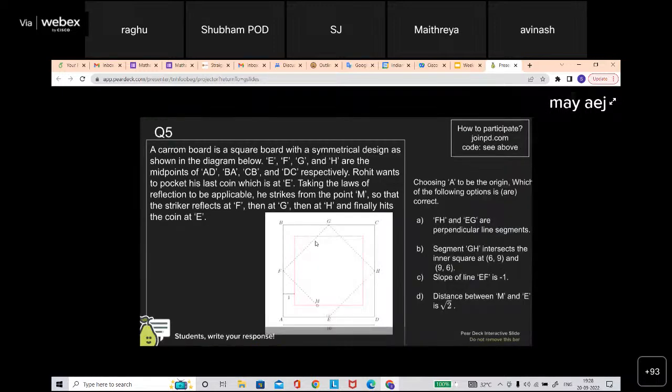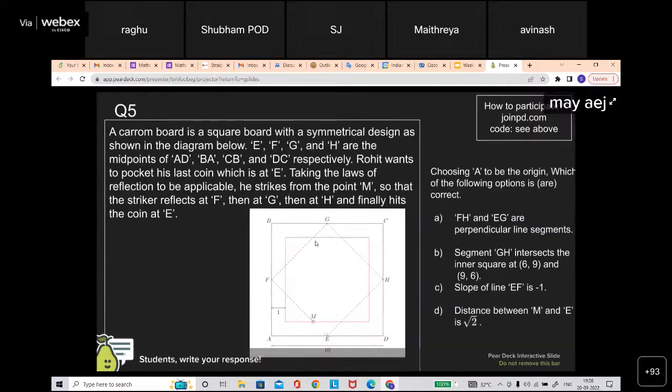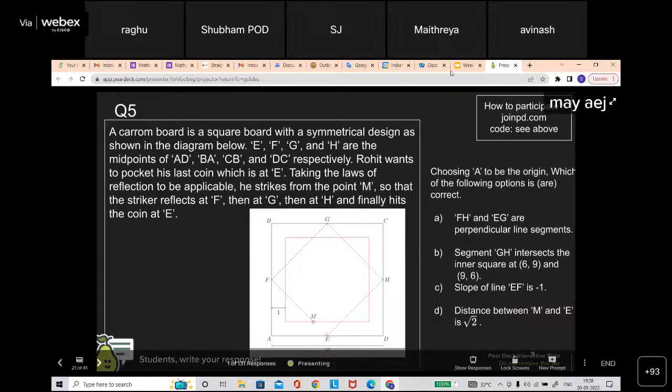Thank you. So this one is, we have a carom board, a square board with a symmetrical design as shown in the diagram below. E, F, G and H are the midpoints of these lines. This is the midpoint of this line, this is the midpoint of this line segment, this is the midpoint of this line segment, and this is the midpoint of this line segment.